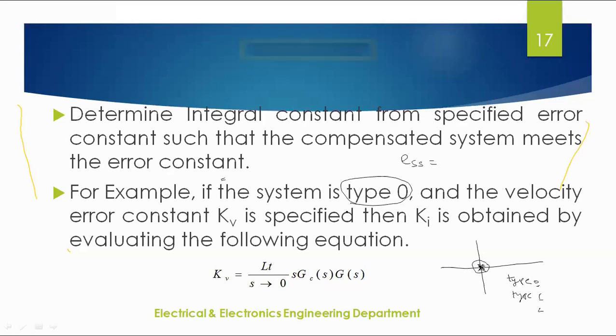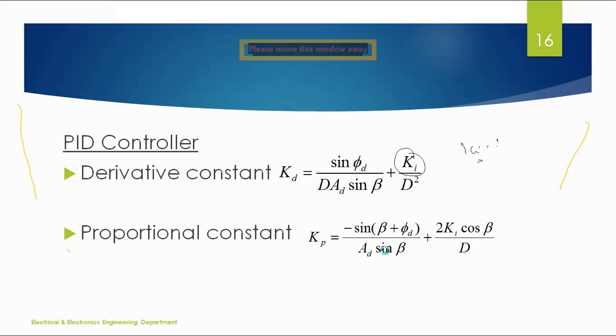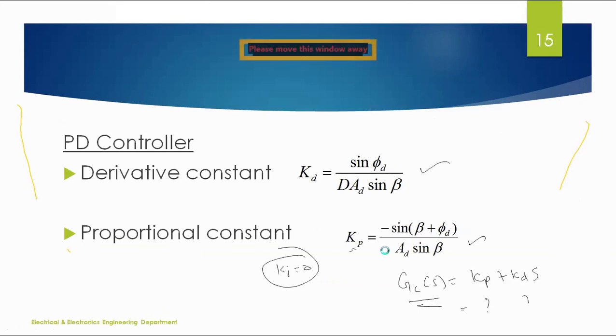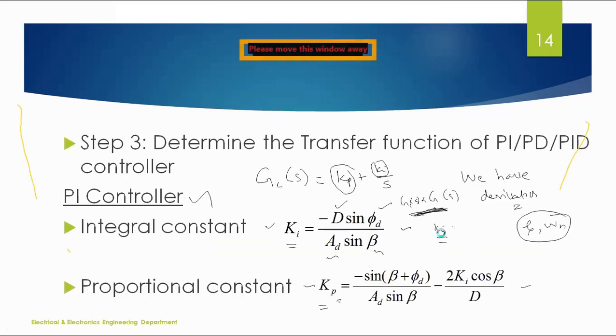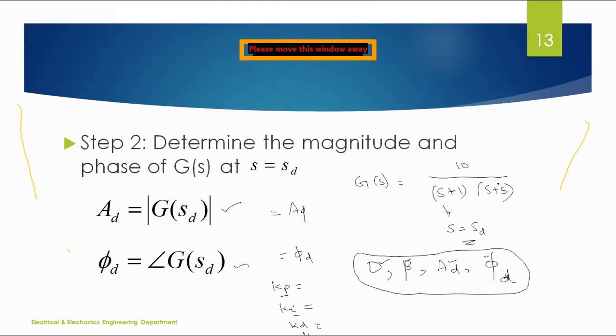So for example, I have a type 0 system. You can take this system: 10 divided by (s plus 1) into (s plus 5). Here 2 roots are there, -1 and -5, in the denominator. There are no poles lying at the origin, so we call this a type 0 system. Okay.